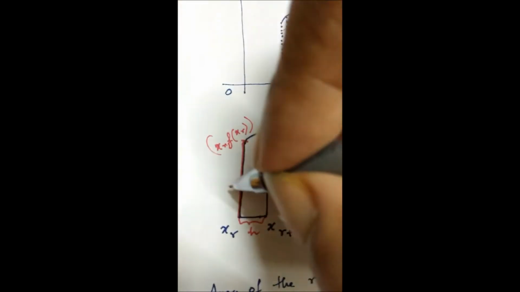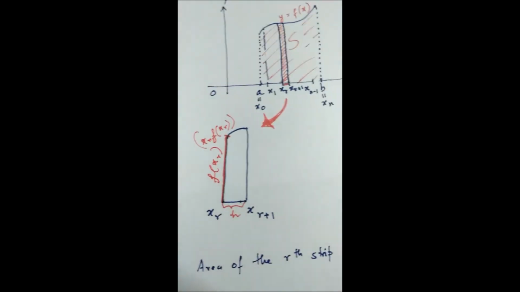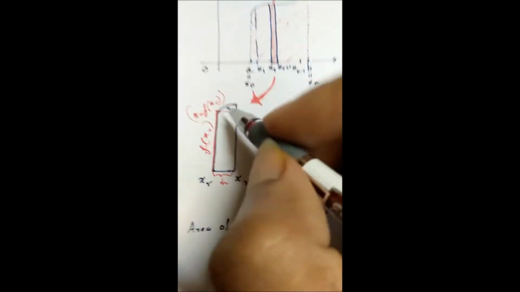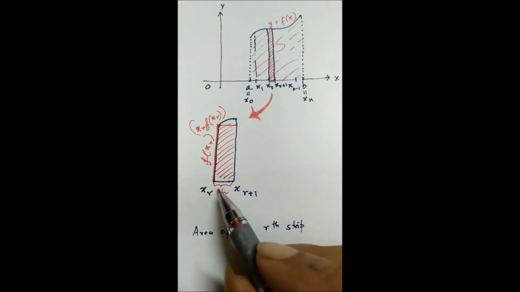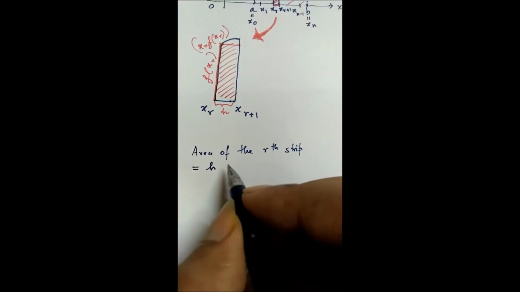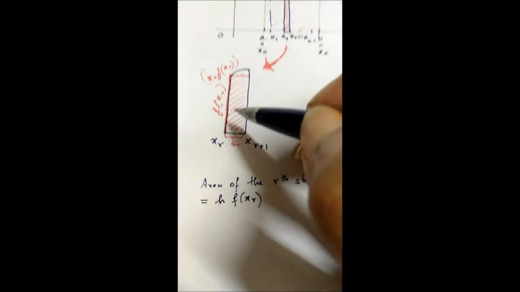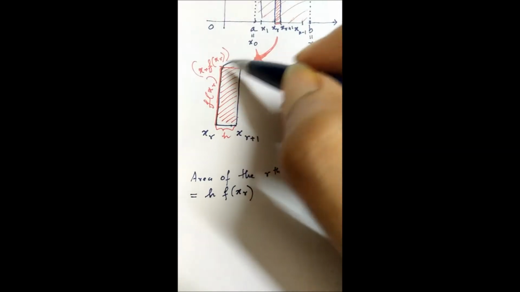So, looking at it, this left wall has the height f of xr. Now, if we were to consider this rectangular strip, what would be its area? h times f of xr, length into breadth. So the area of this rth strip, this is the rth strip, will be h times f of xr. Note that we have taken the area of the rectangle, but I have written the area of the rth strip, which is this one.